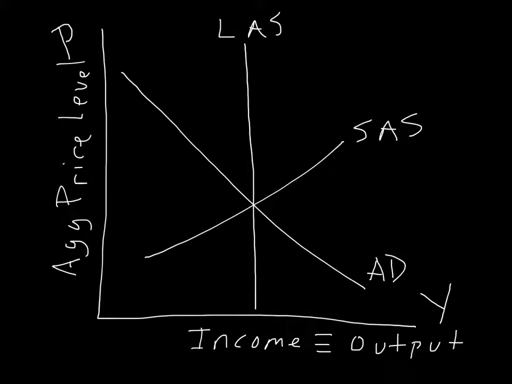So if the economy is right here at this intersection, we're in both long-run equilibrium and short-run equilibrium, because short-run aggregate supply equals aggregate demand, right? And long-run aggregate supply equals aggregate demand. This is all happening right here at the intersection. So what we're going to do next is show an economy that is not in equilibrium.